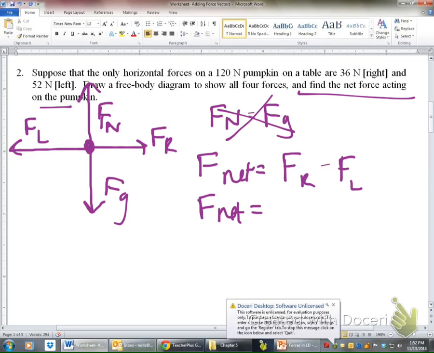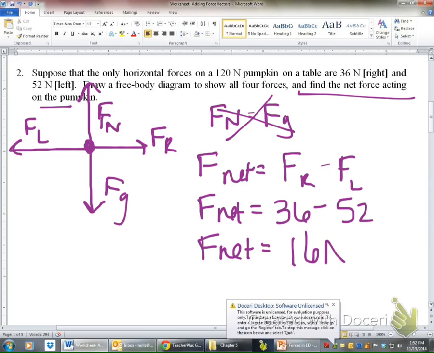F net would then equal 36 minus 52, which would make our net force, what? 16 newtons to the left. And you could label that as negative 16 newtons if you choose. That negative indicates our direction. The negative gives us a direction. So if it's negative, we know that it's going left.